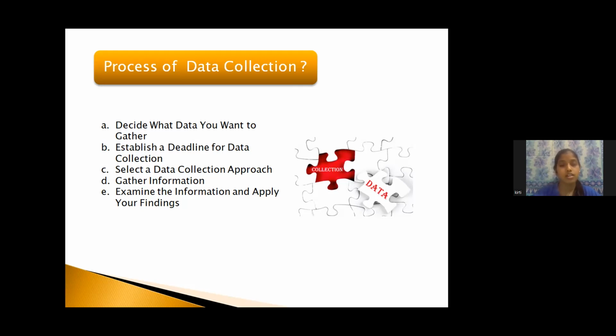For instance, we may choose to gather information on the category of product that an average e-commerce website visitor between the ages of 30 and 45 most frequently searches for. Then, establish a deadline for data collection. The process of creating a strategy for data collection can now begin. We should set a deadline for our data collection at the outset of our planning phase.